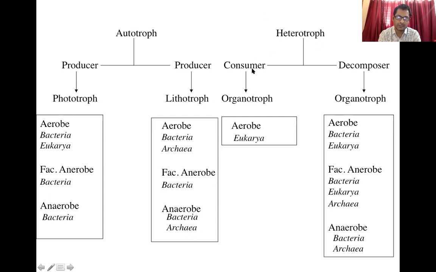Then come the heterotrophs. In this, they are consumers and decomposers. Consumers, organotrophs, are aerobic, mostly eukarya, as well as aerobic bacteria. Then comes the decomposer, organotrophs, which are aerobic, bacteria, eukarya, and facultative anaerobes, which could be bacteria, eukarya, and archaea. I told you about the decomposers.